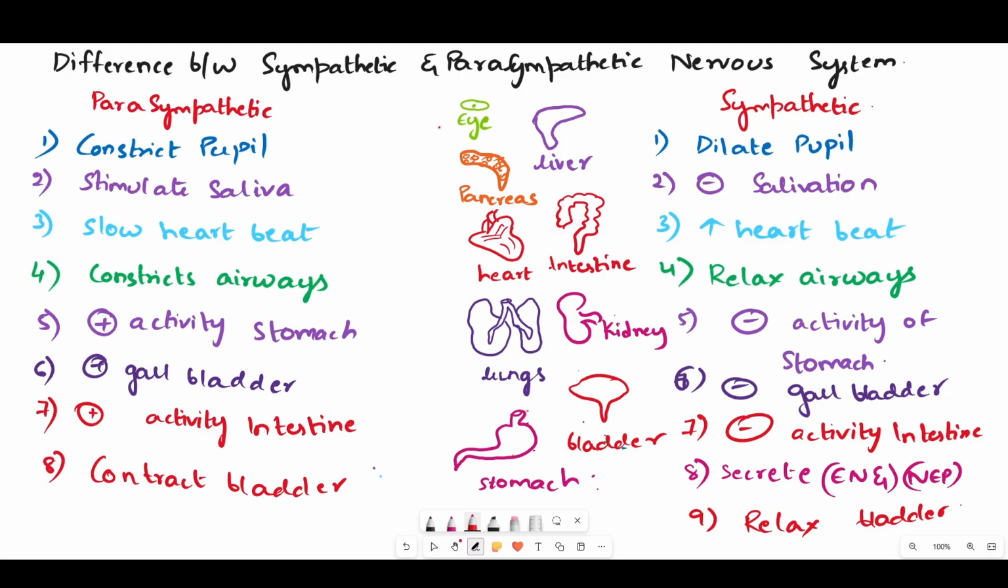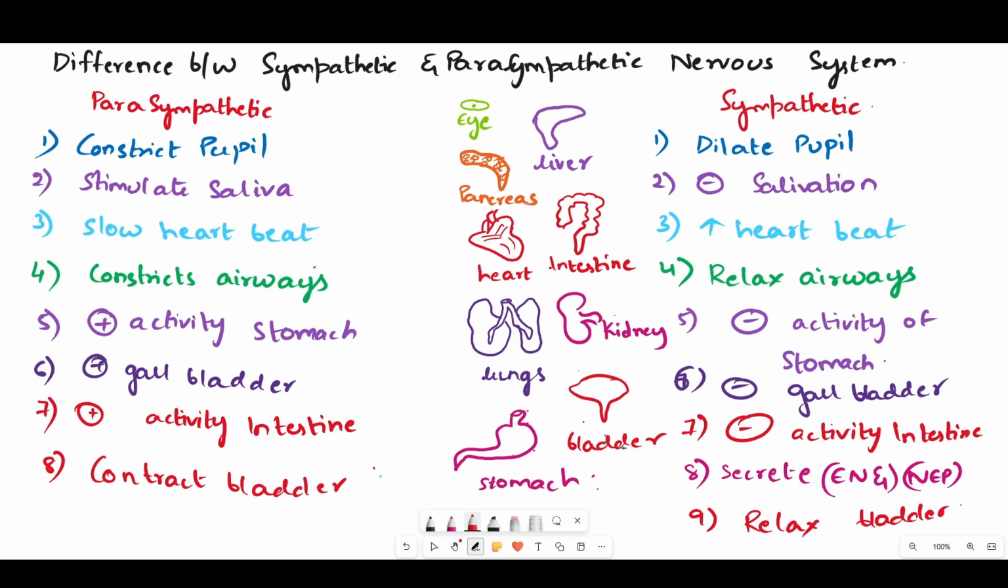So first is the eye portion. In the parasympathetic, it will be causing constriction. Sympathetic causes dilation. Then coming to the saliva, the parasympathetic will be stimulating and the sympathetic will be inhibiting the salivation. Coming to the heart, the parasympathetic will be reducing the heartbeat, whereas the sympathetic system increases the heartbeat. Then coming to the lungs, the parasympathetic system will constrict the airways, sympathetic will be relaxing them. Similarly, stomach, the stimulatory activity will be increased in the parasympathetic system. Here there will be inhibitory activity.